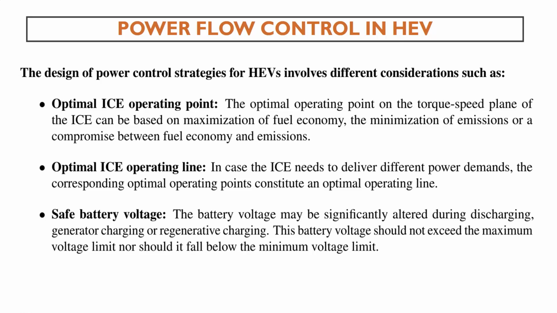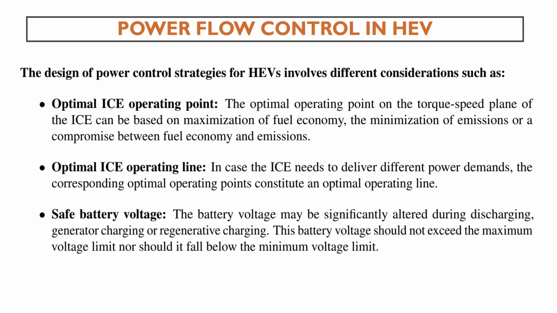The optimal operating point on the torque speed characteristics of the ICE can be based on the maximization of fuel economy, the minimization of emission, or a compromise between fuel economy and emissions. Next is the optimal ICE operating line. In case the ICE needs to deliver different power demands, the corresponding optimal operating points constitute an optimal operating line. This is the locus of different optimal points.